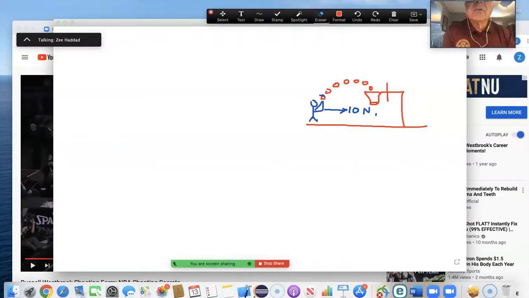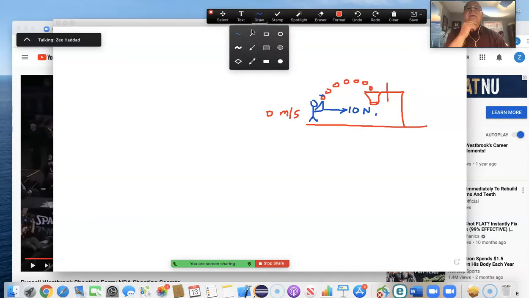Now let's look at Russell Westbrook and see what he does. Well, the way Russell actually shoots, he jumps up in the air. When he hits the apex, when he's not moving, he releases the ball. So at the time he releases the ball, he has no velocity, 0 meters per second or miles per hour. He's not moving in the y direction.